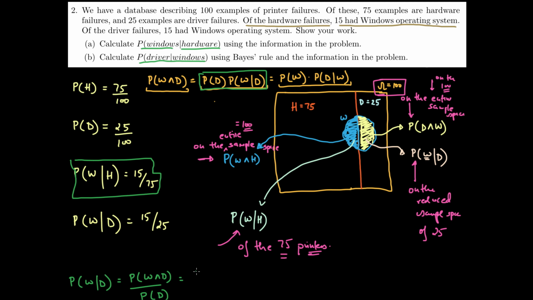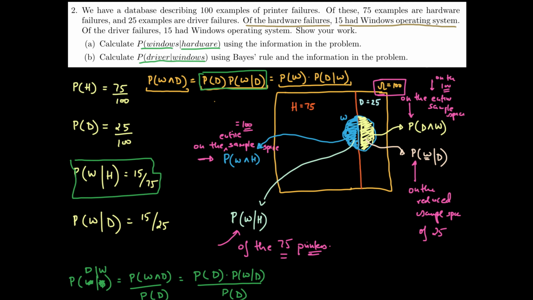So that's equal to P of, and again there's a slight typo here. The question is asking what is the probability of driver given Windows. So probability of driver given Windows is the joint probability distribution of W and D over P of D, which is equal to P of D times P of W given D over P of D.